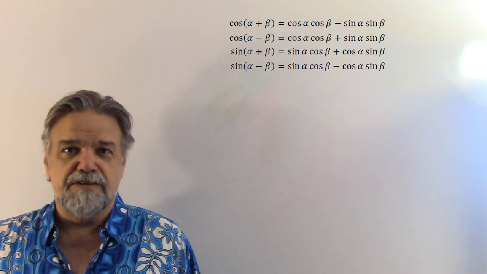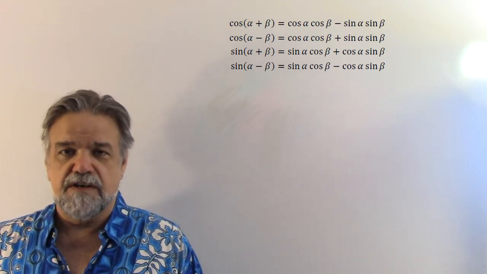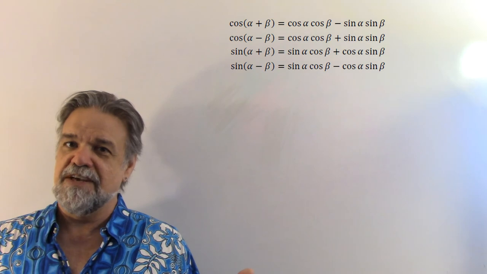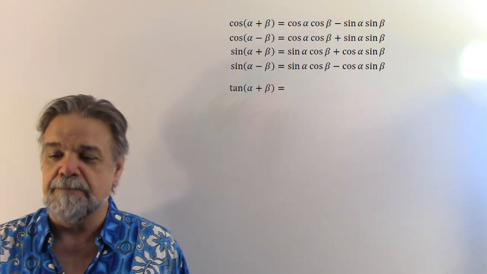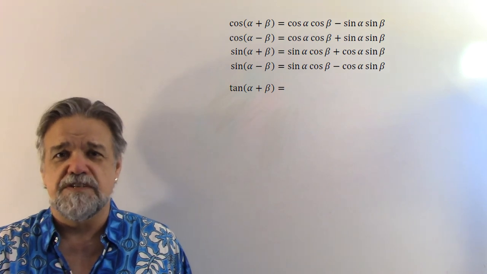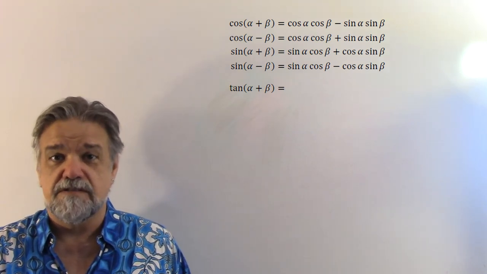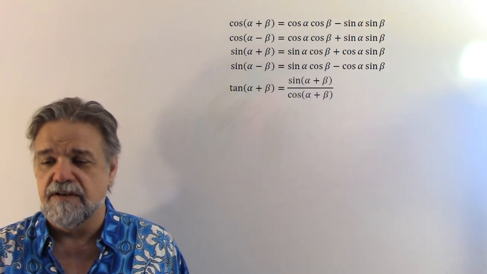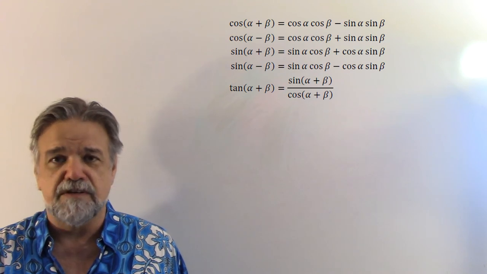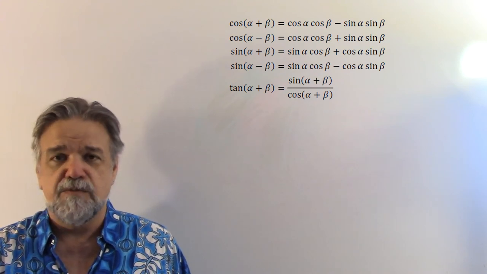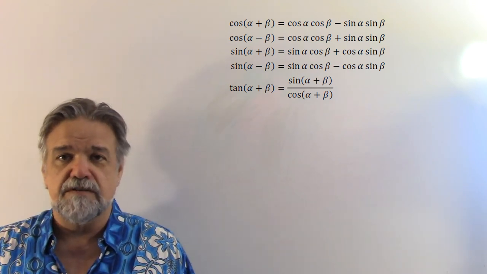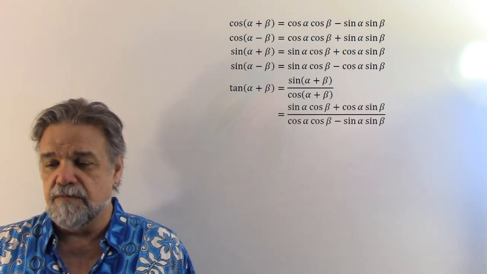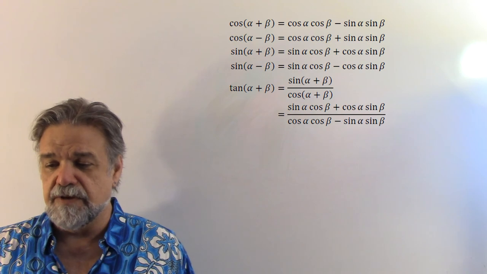Okay, well, I imagine you know what's coming next, right? We've done cosines, we've done sines. Time for a tangent. Let's do the tangent of alpha plus beta. All right. So what's a tangent? Why, it's a sine over cosine. So let's just do that. Sine of alpha plus beta over cosine of alpha plus beta. And then we'll use the identities that we just developed to flesh that out, extend the numerator and the denominator.